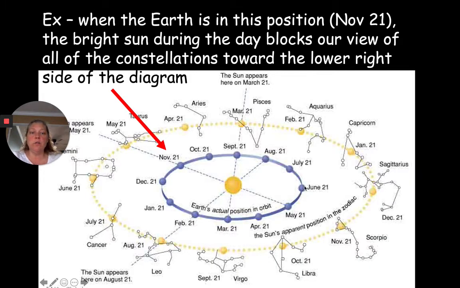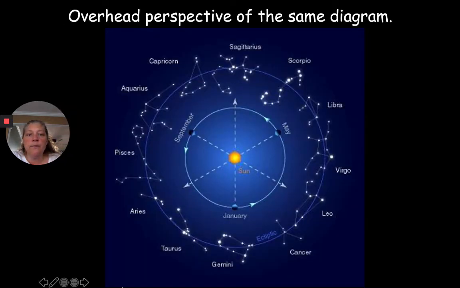Here's another one. Where are we right now? We are right in here. So you can see Scorpio, Sagittarius, Libra. What can't you see? Everything over here. You can't see anything over there. And here's another one. Here's a nice view. Everything over here, like in May, is blocked because the sun's in our way. Whereas when we're over here, the sun's blocking everything over there.